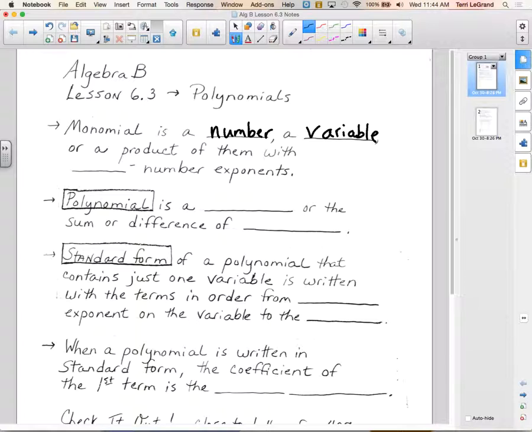10x is a monomial. 10 by itself, if we just talk about the number 10, it's a monomial. If we have just x by itself, that's a monomial. When they're multiplied together and we have 10x, that's a monomial. And then we were just talking about how they have to have whole number exponents. And we still haven't figured out what the whole number set is.